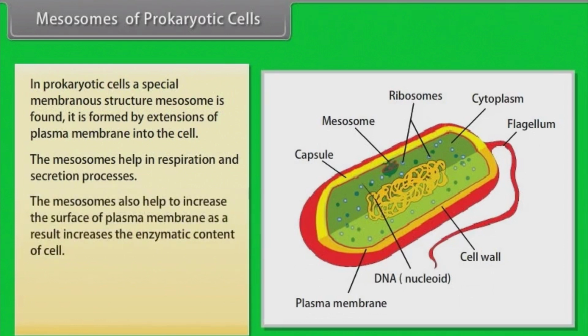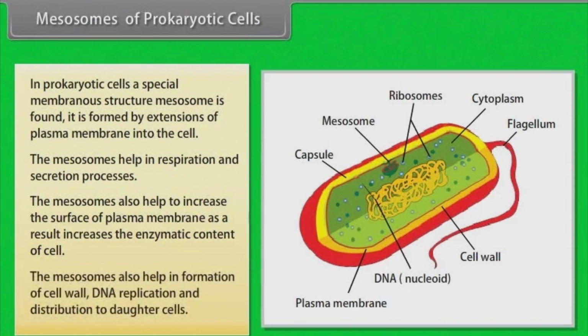The mesosomes also help to increase the surface of the plasma membrane. As a result, they increase the enzymatic content of the cell. The mesosomes also help in the formation of the cell wall, DNA replication, and distribution to daughter cells.